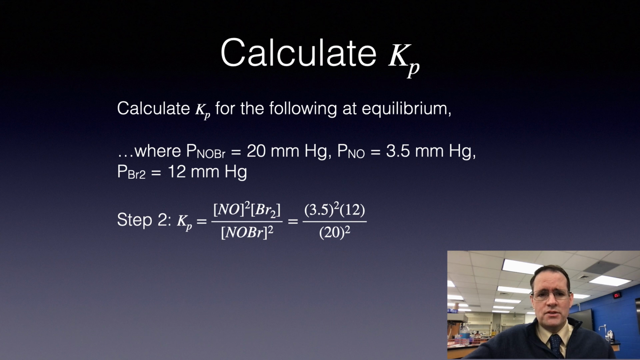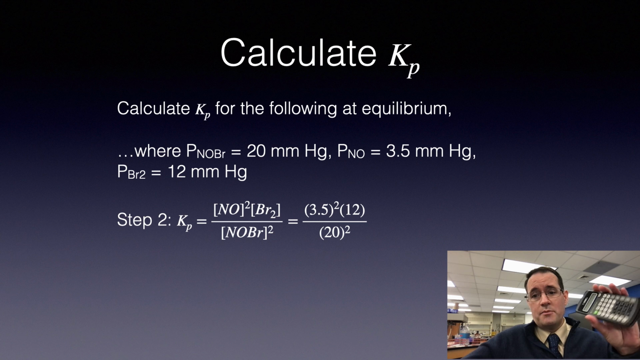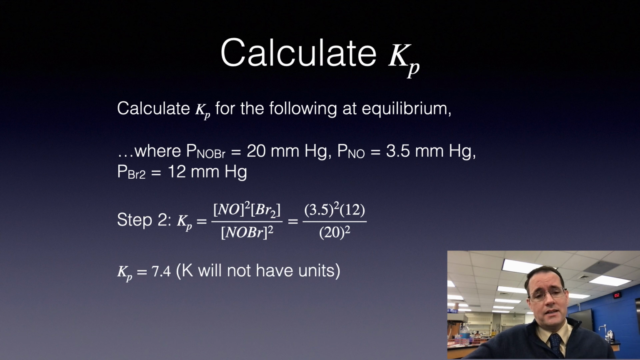And then step 2, we want to plug in the pressures, okay? So 3.5 squared times, it looks like 12, divided by 20 squared. So grab your calculator and do that. I get 7.4 when I do the math, and the equilibrium constant will never have units, so just leave them off, okay?